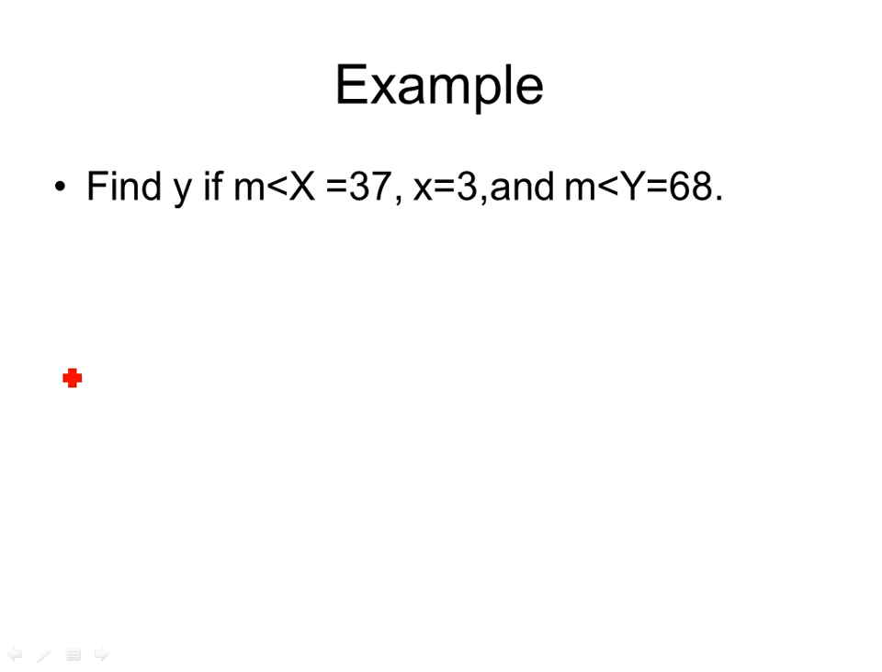All right, this is an example. I'll show you how to do this real quick. It says find y if the measure of angle x equals 37 degrees, little x equals 3, and the measure of angle y is 68. So if I draw a triangle, x is one of the angles, y is one of the angles, and they didn't tell us the other angle, but we'll assume it's z. The measure of angle x is 37 degrees, and the measure of angle y is 68 degrees.